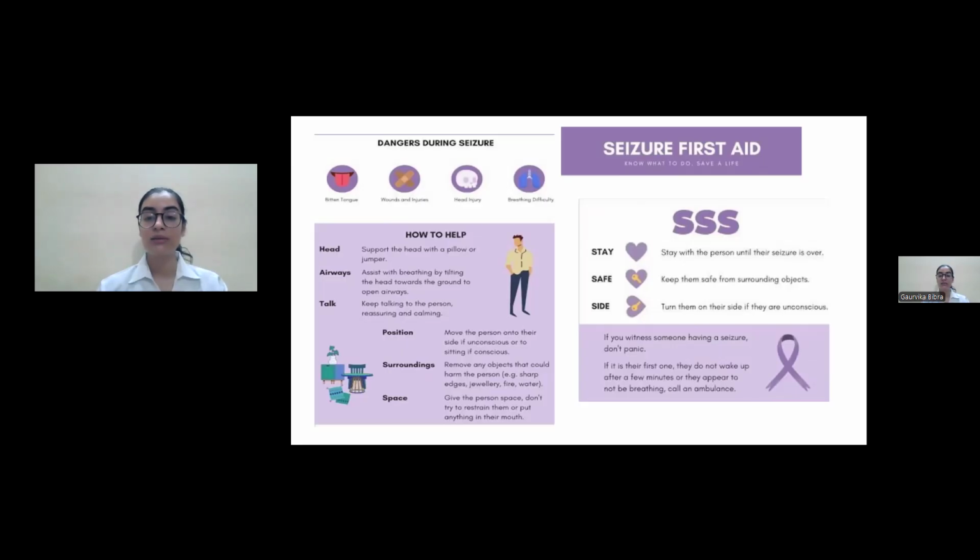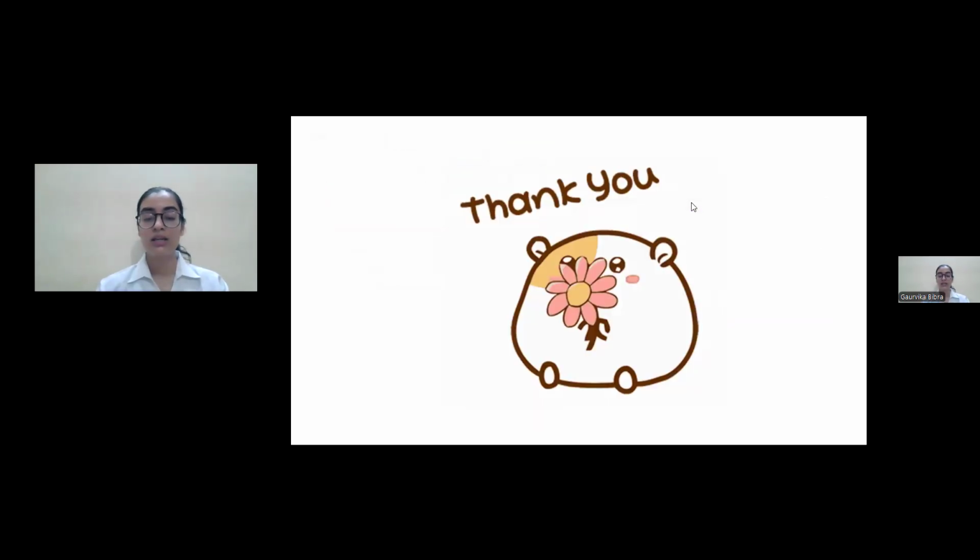sideways. Now there is something called triple S, which is stay, safe, and side. You have to stay with the person until the seizure is over. You have to keep them safe from the surroundings. You have to turn them to a side if they are unconscious. And if you witness someone having a seizure, just don't panic. If it is their first one, they do not wake up after a few minutes, or they appear not to be breathing, definitely call an ambulance. So that is it.